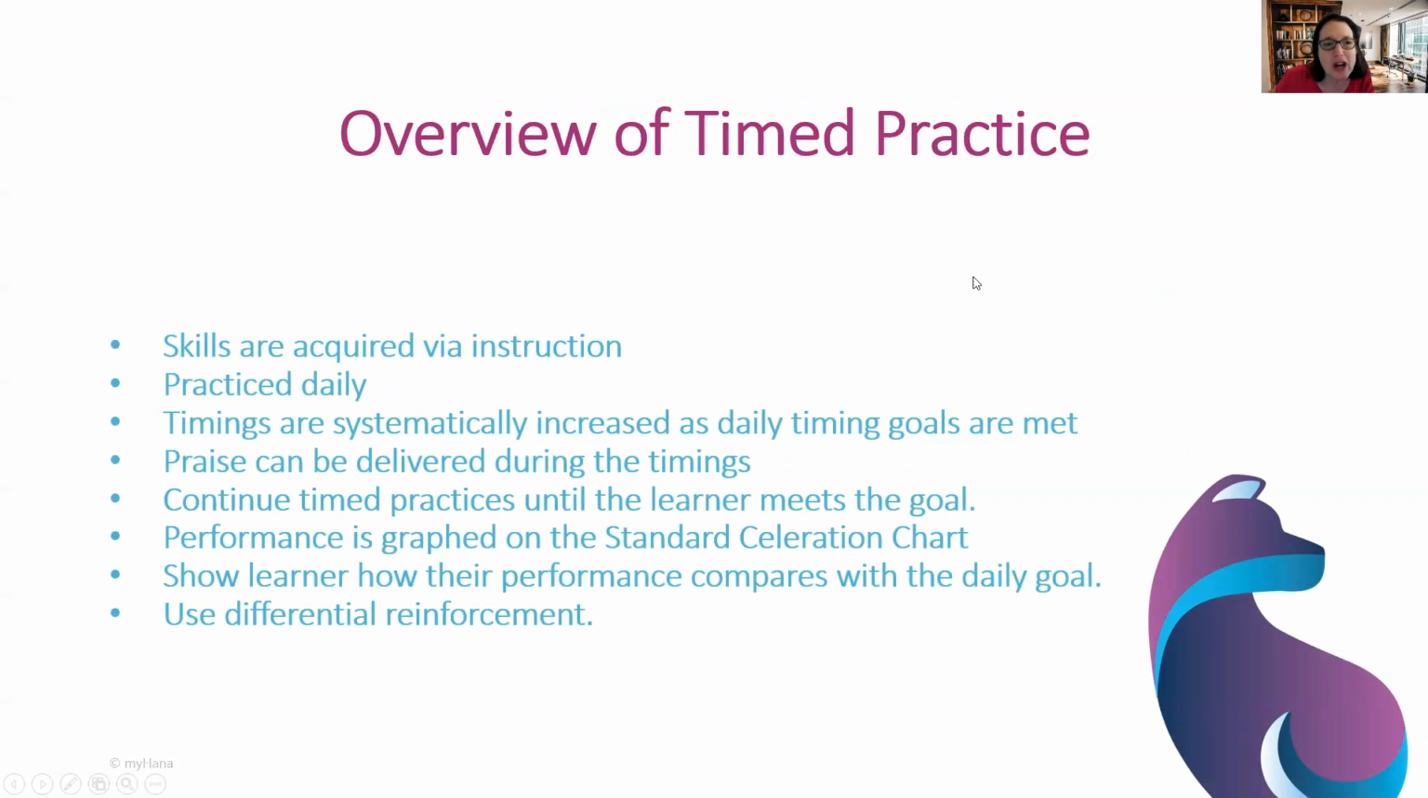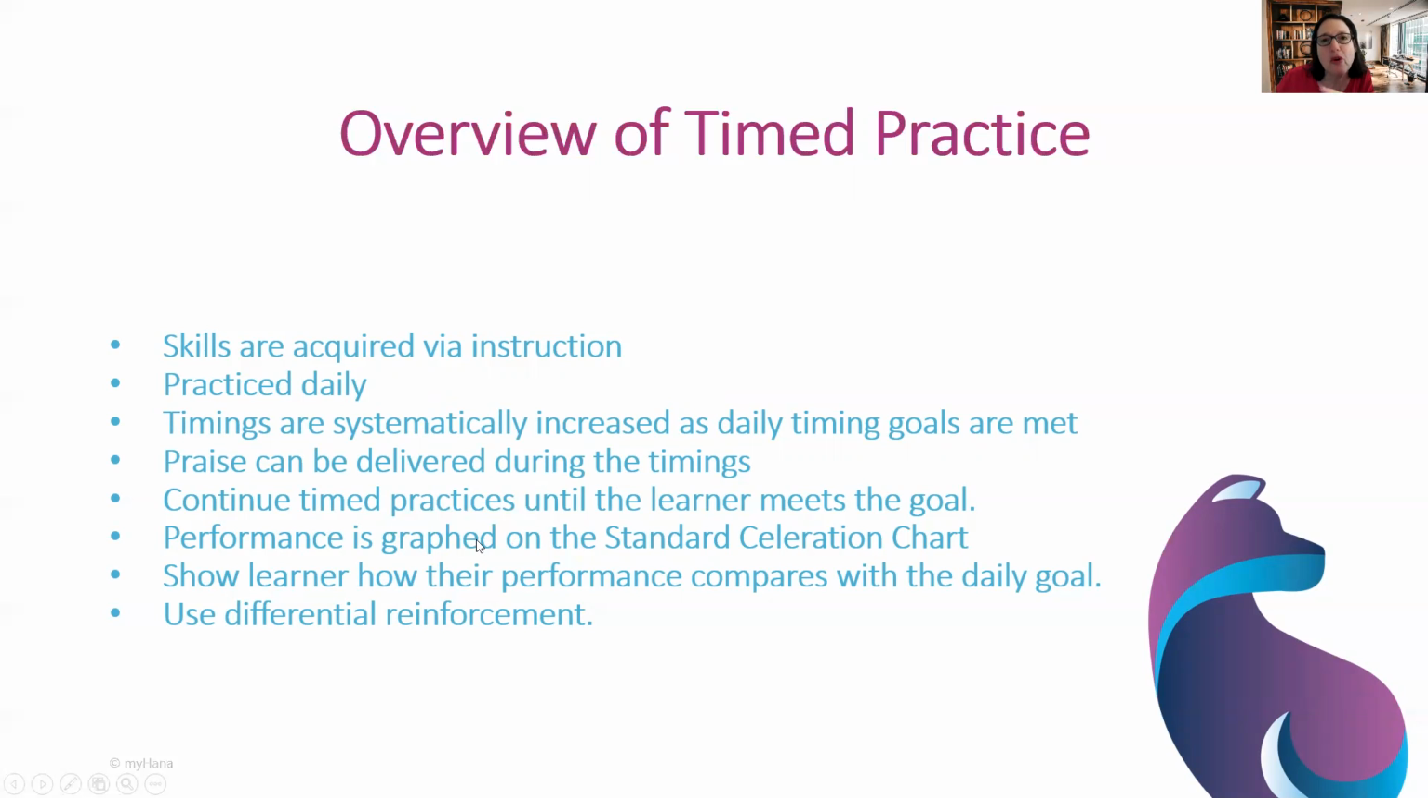So, an overview of timed practice. The skills of timed practice are that skills are acquired via instruction. They're practiced every day. Timings are systematically increased as the timing goals are met. So if they can do it in 5 seconds, maybe you'll try to go down to 3. Praise can be delivered during the timings. Continued learning practices, timed practices are done until the learner meets the goal.